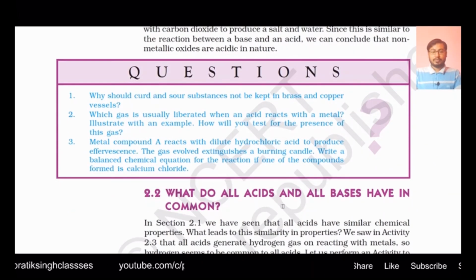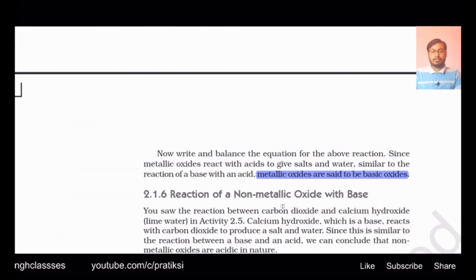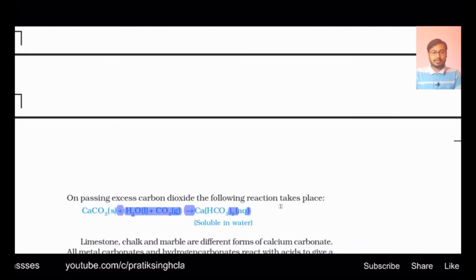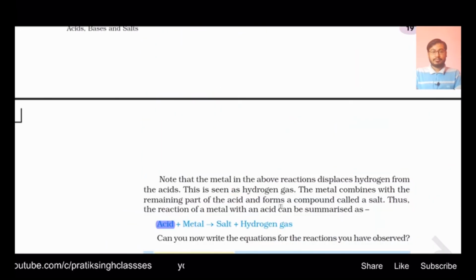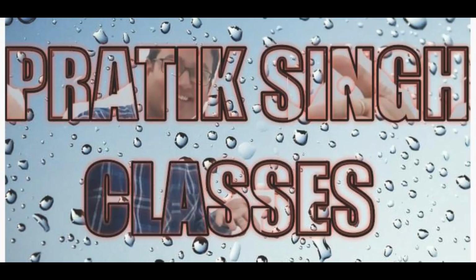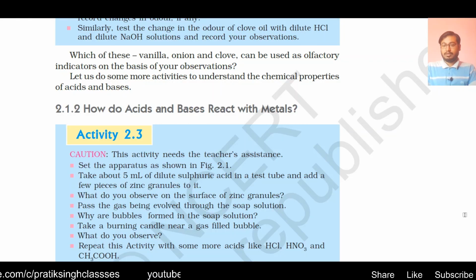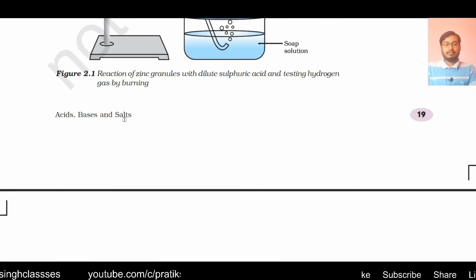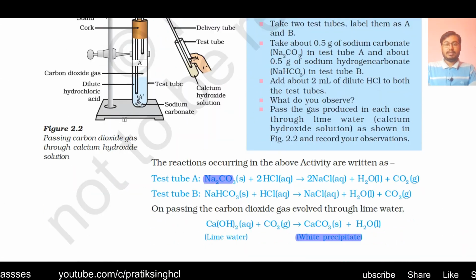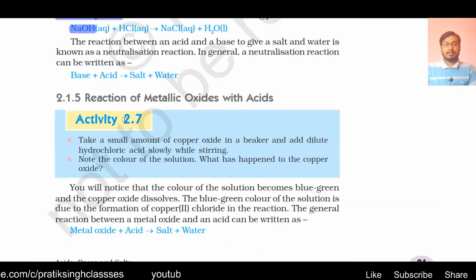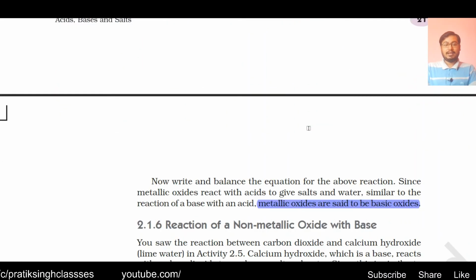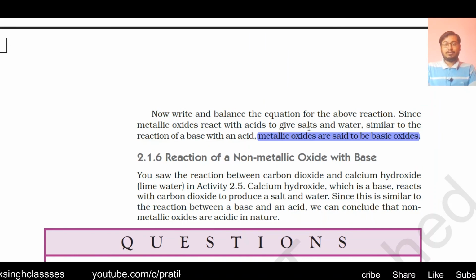So this is all about the section which we have studied here, the presence of acid and base. Today we have studied how acids and bases react with metals. Then we have seen some activities and some equations in balanced form. Then we have seen how acids and bases react with each other, then the reaction of metallic oxides with acid, and after that the reaction of non-metallic oxides with base.